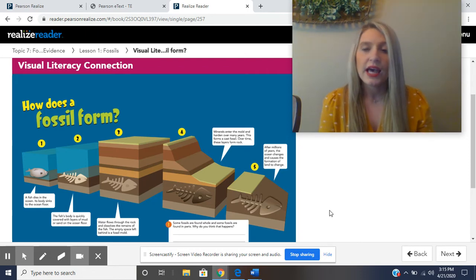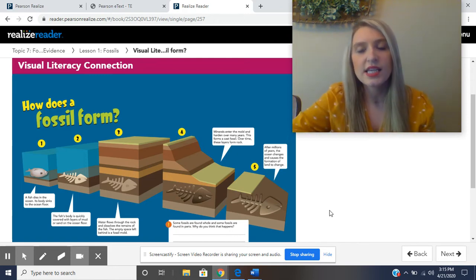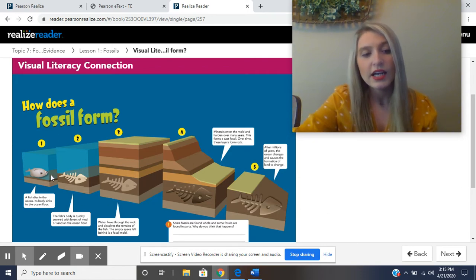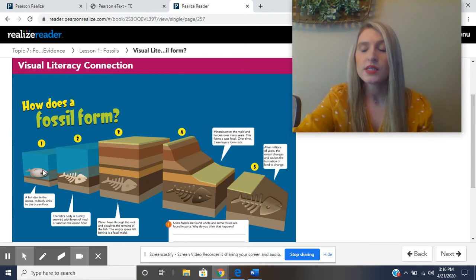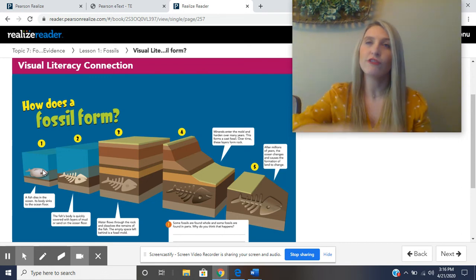We're going to be looking at this illustration here that explains to us how a fossil is formed. So if we look at number 1 over here, a fish dies in the ocean and its body sinks to the ocean floor. So if we think about a fish and when it dies, it can fall straight to the floor of the ocean.